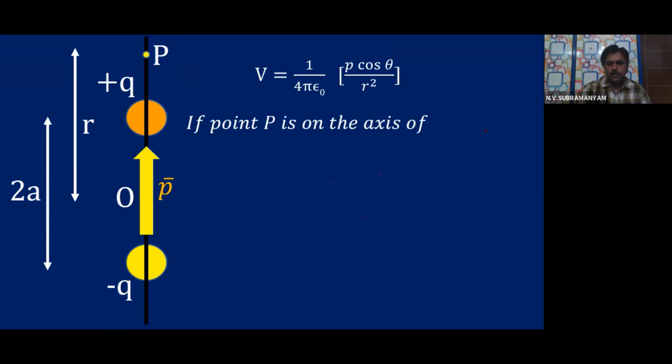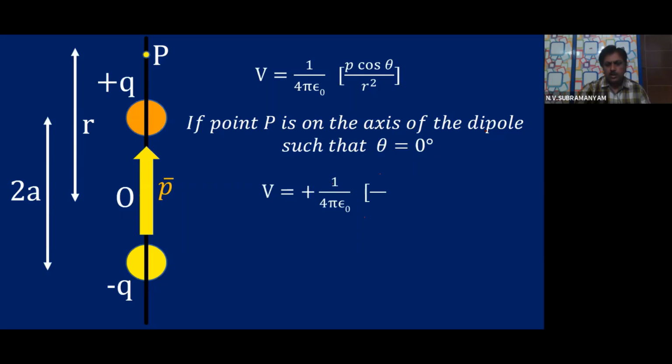If point P is on the axis of the dipole such that theta is 0 degrees, then cos 0 is 1, no. Then I will get the formula V is equal to plus 1 by 4 pi epsilon 0 P by r square. There is a reason for writing plus, you will understand in a moment. Okay, so let's move on.